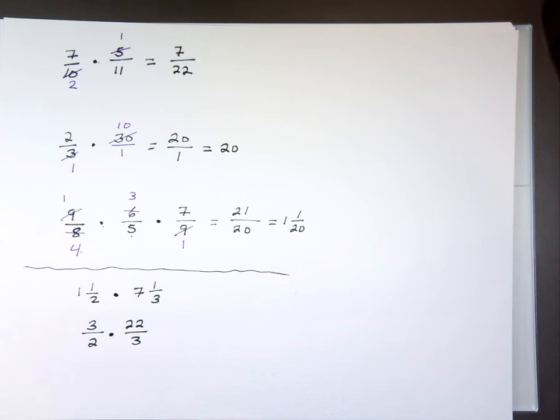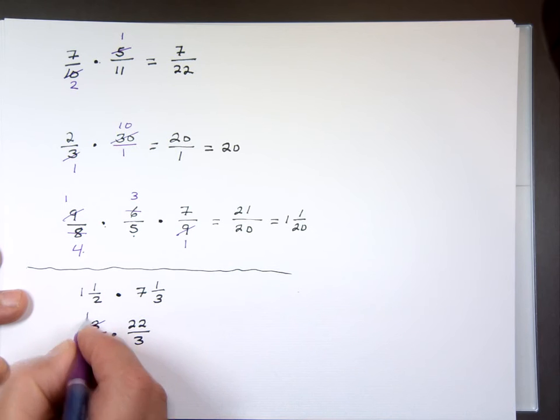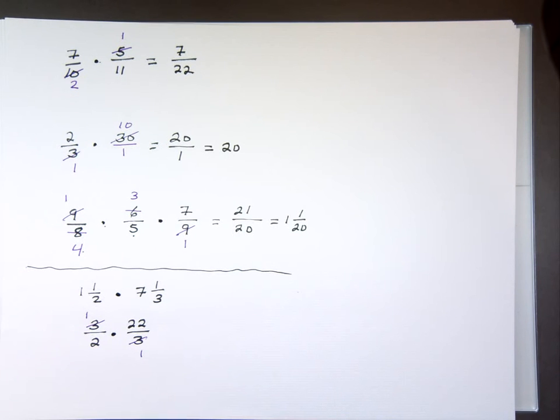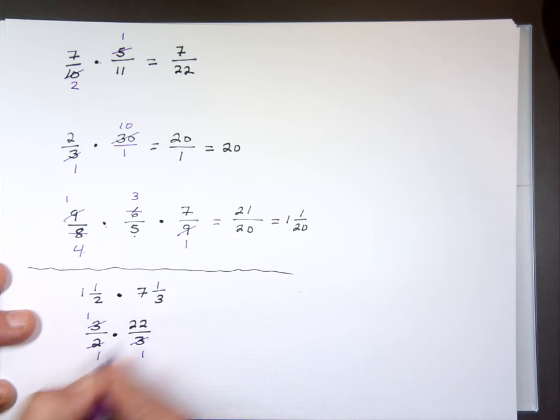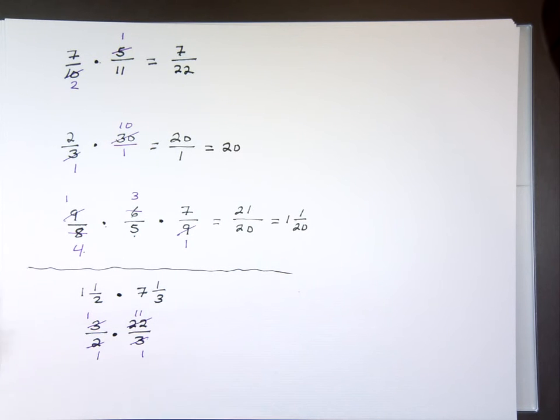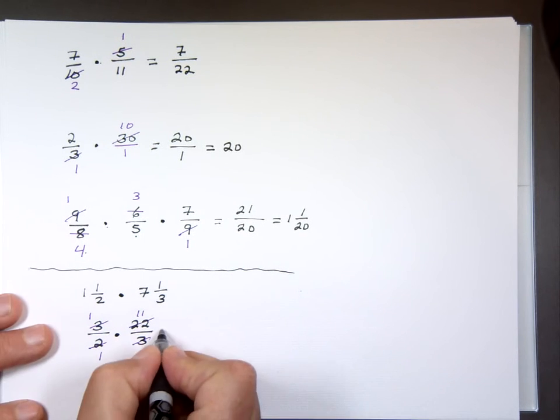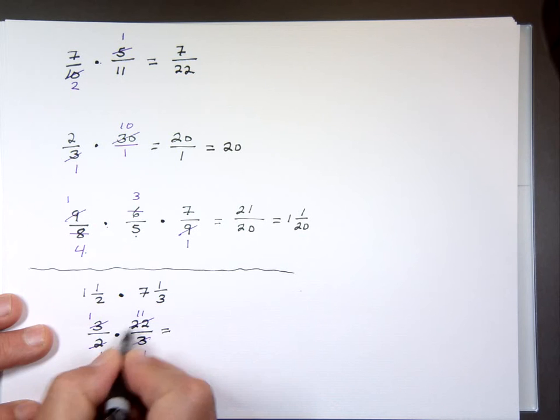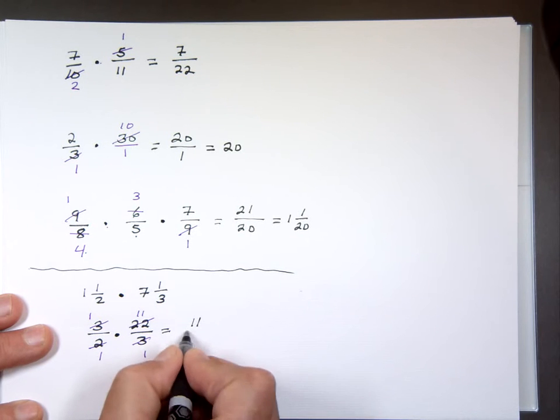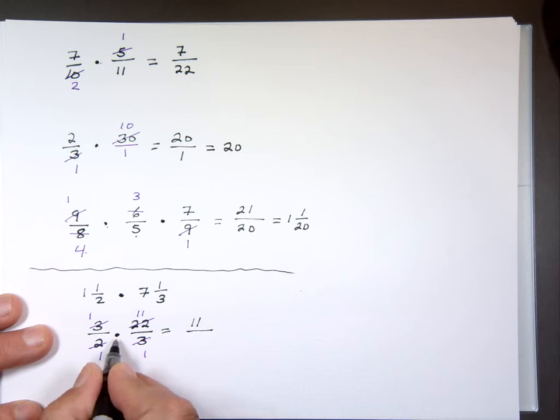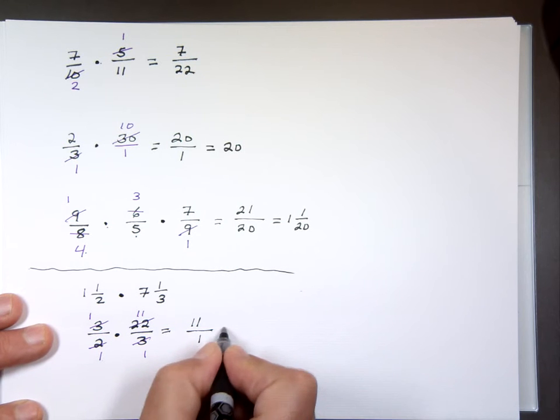Now let's simplify. By 3 this is 1, by 3 this is 1. By 2 this is 1, by 2 this is 11. 1 times 11, which is what? 11. 1 times 1, which is 1. That's 11.